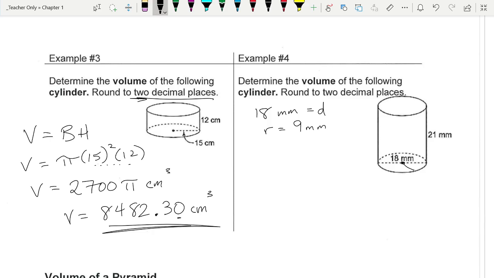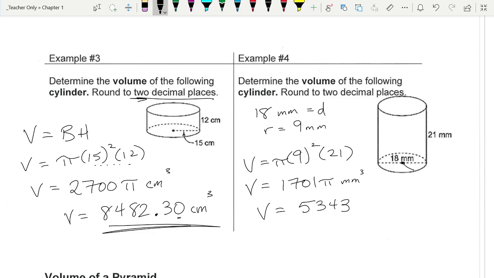So now I'm going to go to my formula. Volume is pi times radius squared times height. Pi r squared h. And once again, I think I'll figure out what 81 times 21 is. So that's 1,701 pi's, millimeters cubed of space. Multiplying that out, times by pi, is 5,343, 2 decimal places, so 0.8, and my calculator says 49, so I have to round that to a 5. Millimeters cubed. Any questions on how I did those two examples?